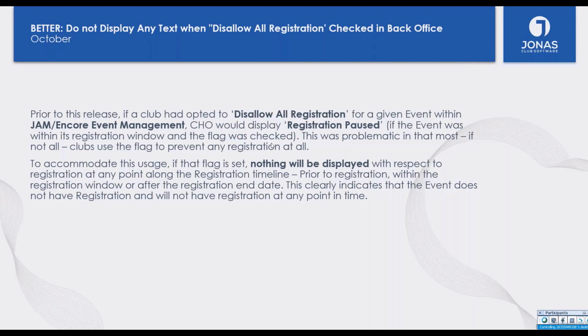Earlier, this was problematic for most of the clubs because they used the flag to prevent any registration at all. So to accommodate this usage, if the disallow all registration flag is checked on, nothing will be displayed with respect to registration at any point along the registration timeline, prior to registration, within the registration window, or after the registration end date. This clearly indicates that the event does not have registration or will not have registration at any point in time.